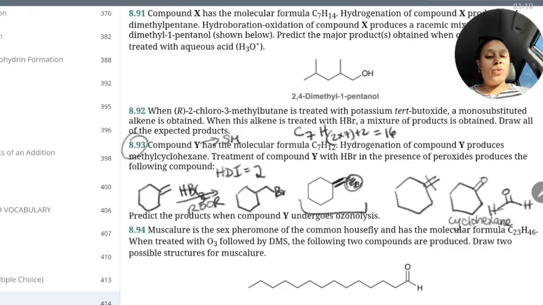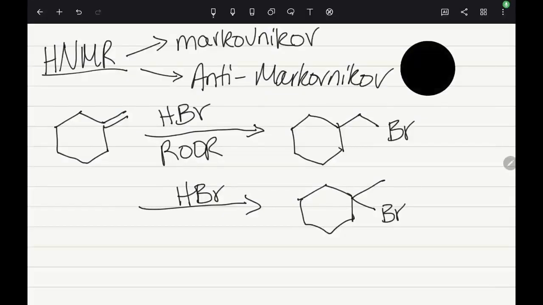So let's do another problem. So I'm going to randomly pick. Again, I'm randomly picking these problems.